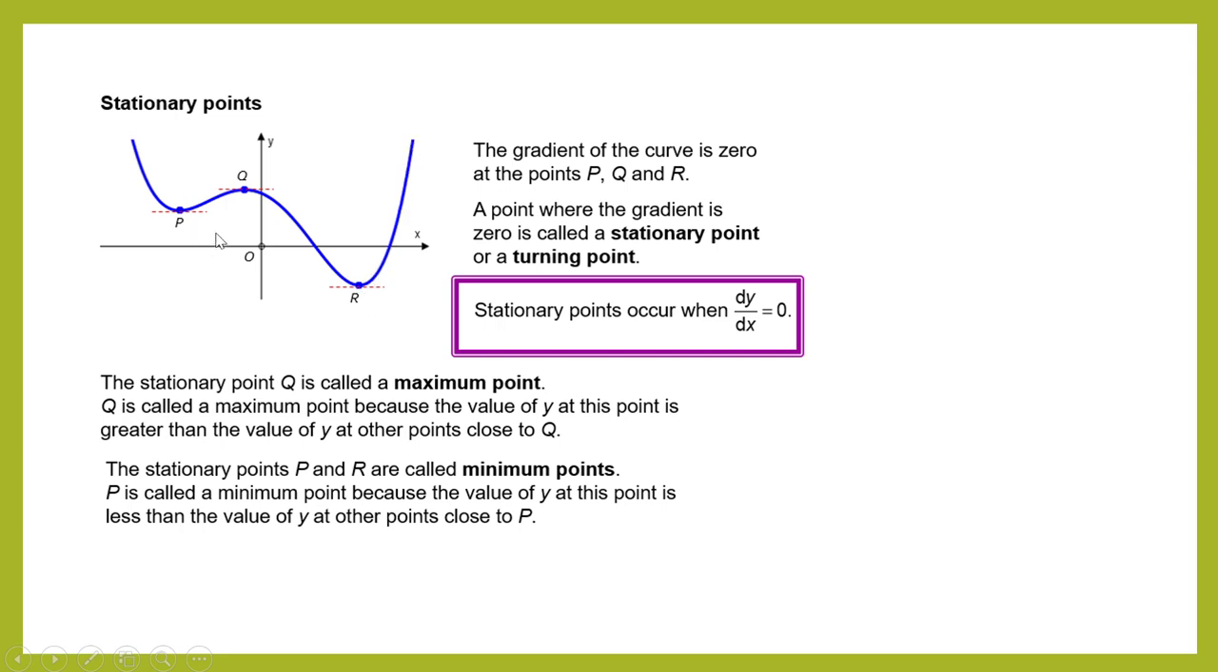So the turning point is the point where the curve changes its direction, or the point where the curve stops exactly, or we can say the point where the gradient is 0. As you see here, there is a tangent at this point, so the gradient is 0 because it's parallel to the x-axis. Here the gradient is 0, and here the gradient is 0. So the stationary point occurs when dy by dx is 0. How do we find the stationary point using differentiation? You will differentiate first, and then we will equate the derivative to 0.